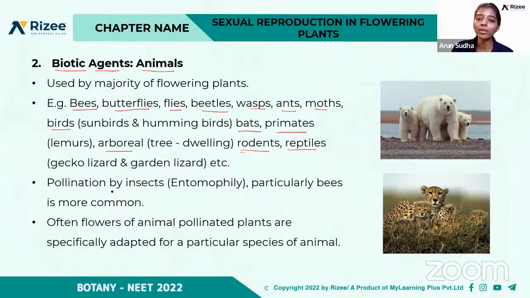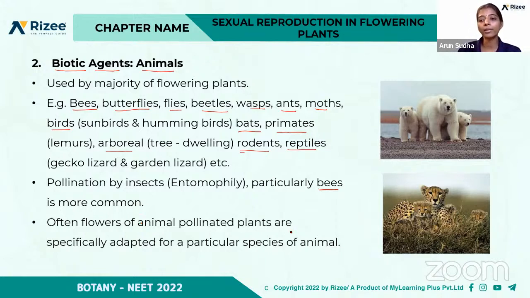Okay, so pollination by insects is more common, particularly by bees. Bees are a common pollinating agent, because they depend particularly on the nectar, right? And often flowers of animal pollinated plants are specifically adapted for a particular species of animal. For example, if you take a mango, it is particularly pollinated by insects, and even the rose is pollinated by insects.